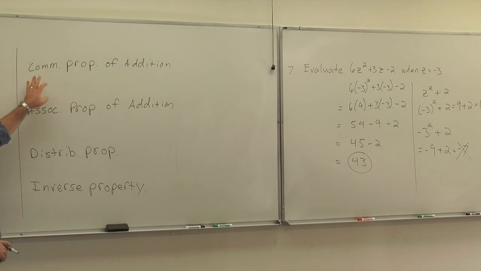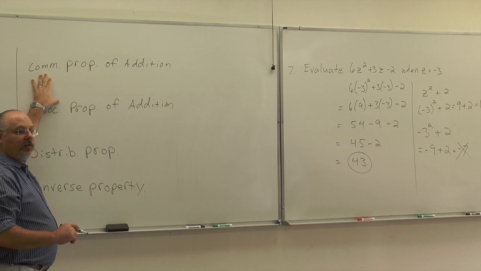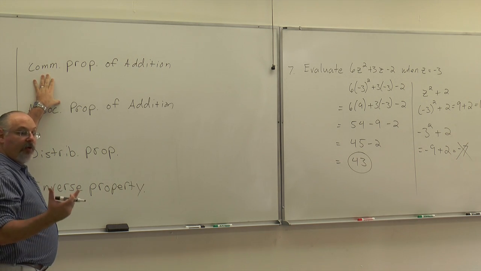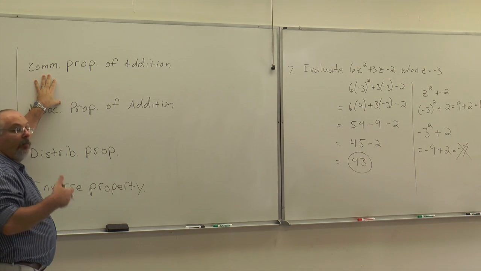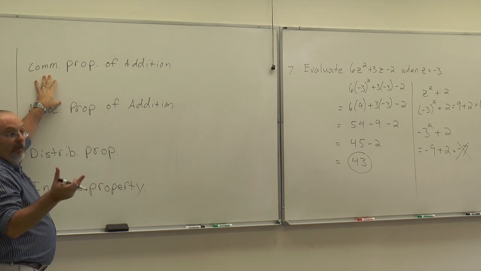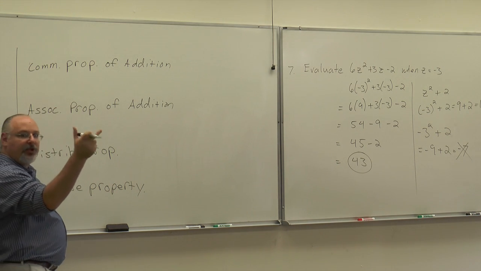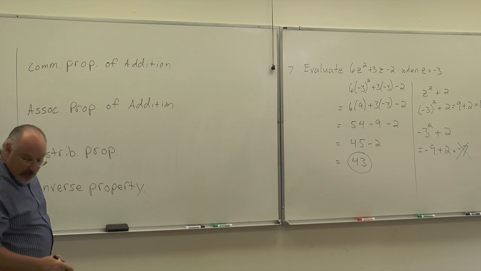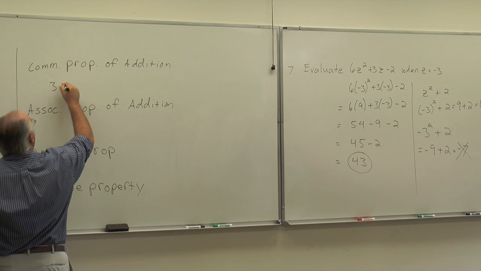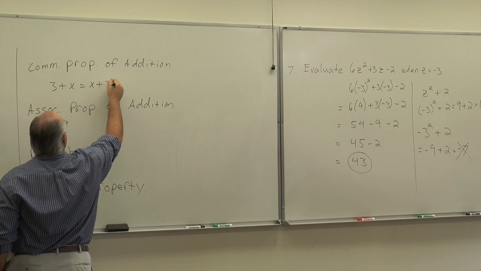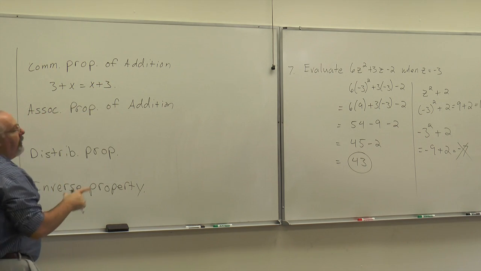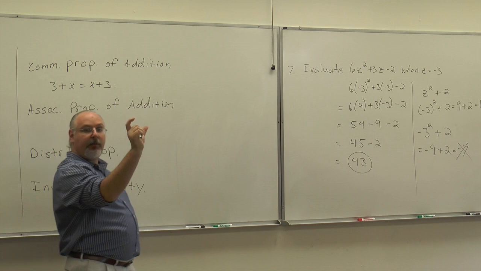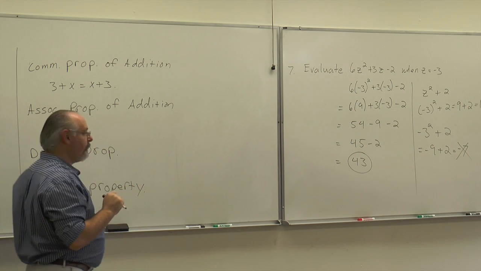So commutative property. The root word of commutative is to commute. Commute means what? Move. So if something moves, if something changes places, that's the commutative property. So this particular problem, 3 plus x equals x plus 3, would be an example of the commutative property because the 3 and the x switch places.